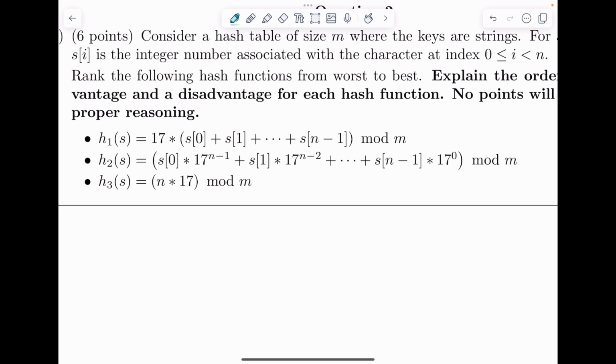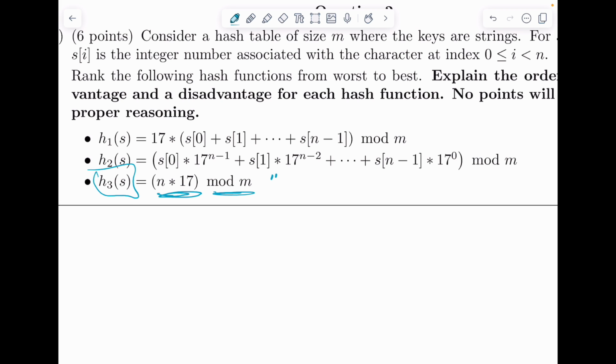So I'd kind of like to go in reverse here. So let's start with h sub 3 and see what it's doing. All it is doing is taking the size of the string, the key there, multiplying it by 17, and then doing a modulo of m. So that is pretty bad, because it's going to place every string that is the same length at the same index in the hash table.